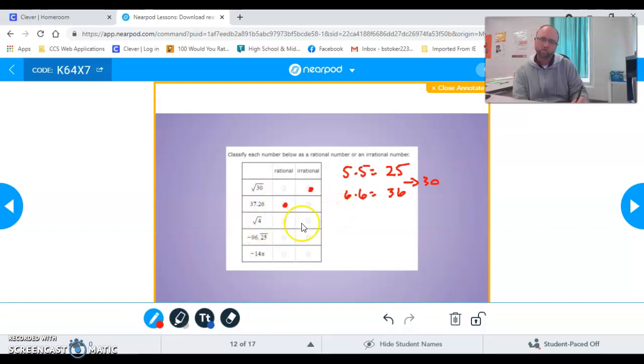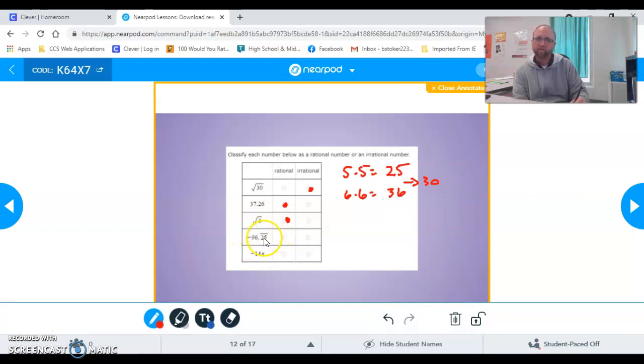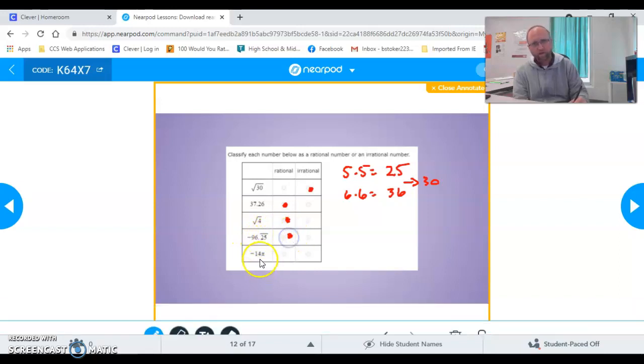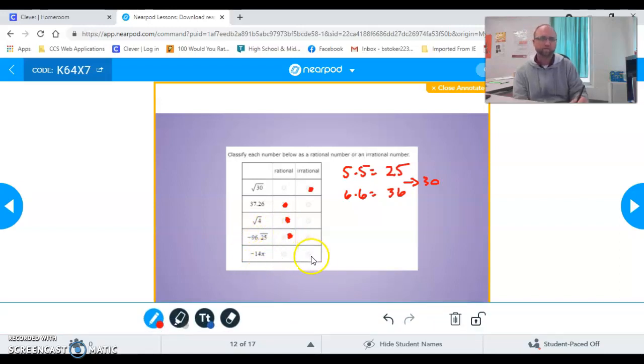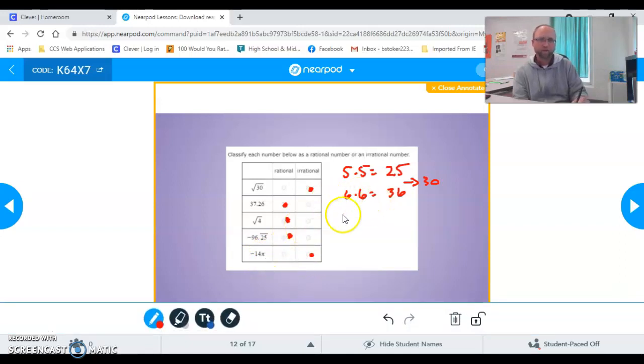Square root of 4, 2 times 2 is 4, rational number. Negative 96.25 repeating. Repeating decimals, always rational. And then last one, negative 14 times pi. Rational or irrational? Irrational, pi is involved. That's it. All right, next thing you'll go through, they'll give you a number. You'll answer the question, is it rational or irrational? Go ahead, pause the video, work on your own.